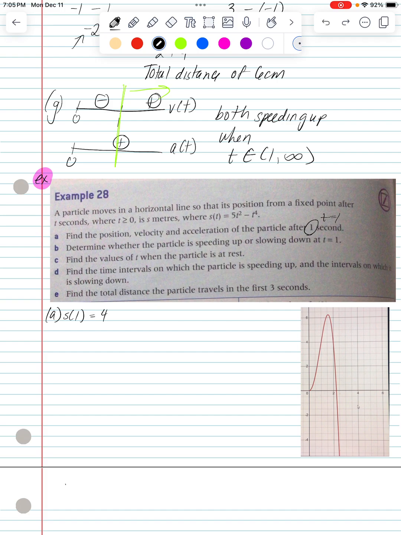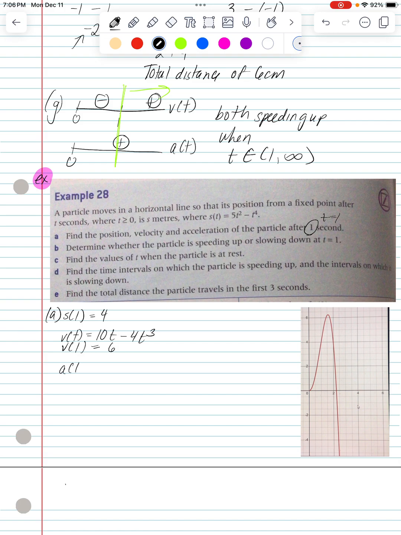Now, to look at the velocity function, we first of all need to find the velocity function. We would end up with 10t minus 4t cubed by taking the derivative of the position function, and then we would plug in the t value of 1. And this would give me 6. I'm going to analyze all these in a moment.